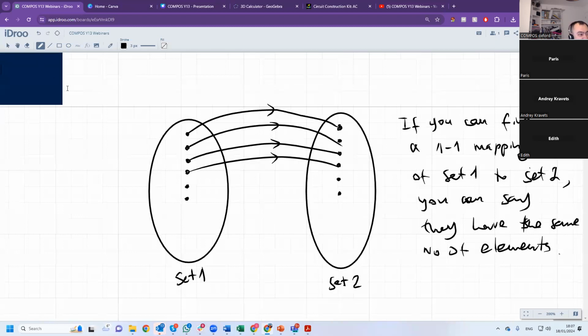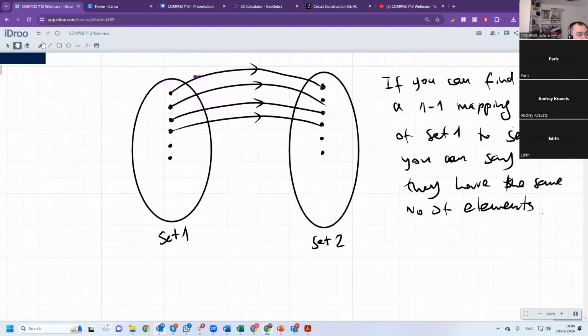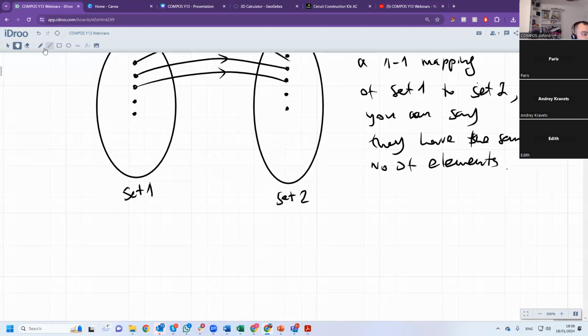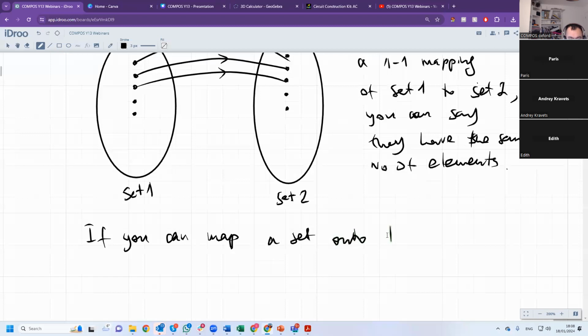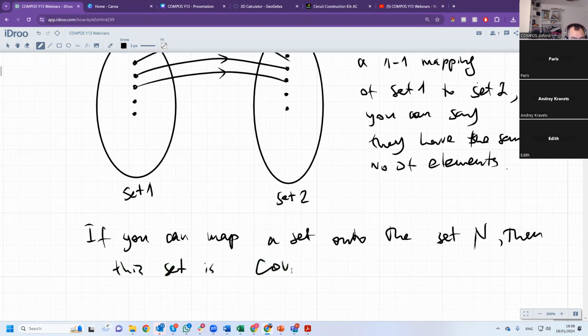If the first set is the set of natural numbers, then set 2 is called countable if you can map it onto this set N. Then this set is countable. Basically, you can count the elements.